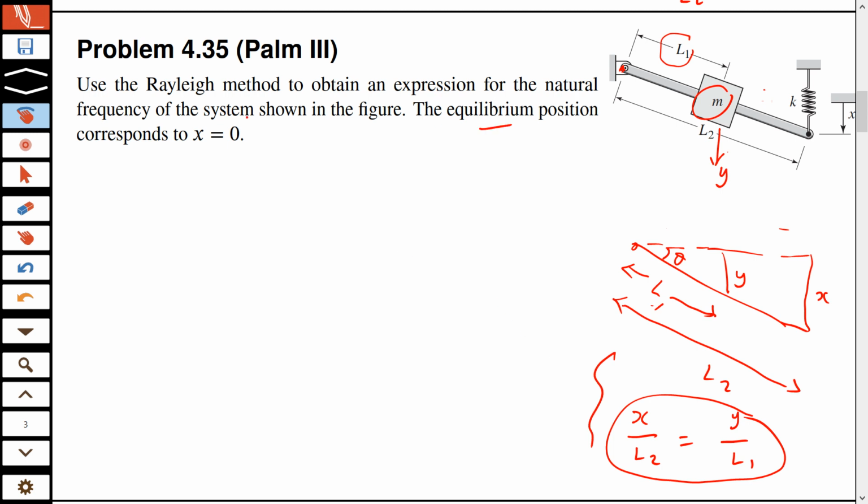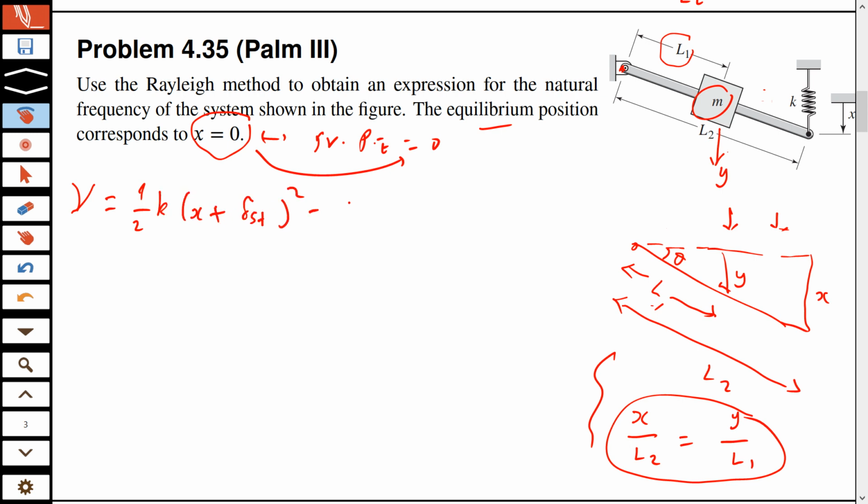Another thing is that the equilibrium position corresponds to x equal to 0, which means that the gravitational potential energy is 0 there at x equal to 0. Because the motions y and x are both downward in the convention, our conventional term for potential energy will be minus mg. So I will start with potential energy, which is half k (x plus the static deflection) squared, minus, because the reference is 0 for us, since you are going down by convention, mg y.